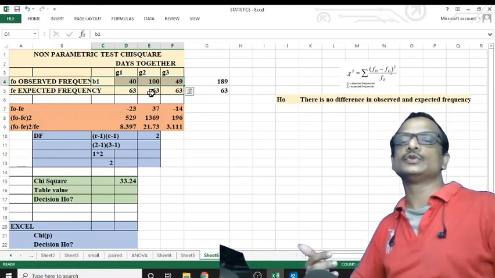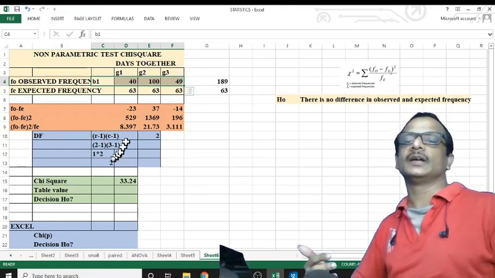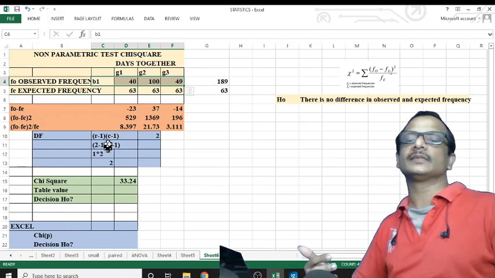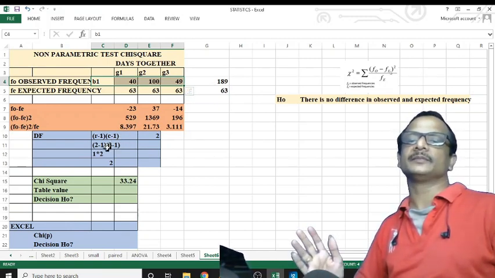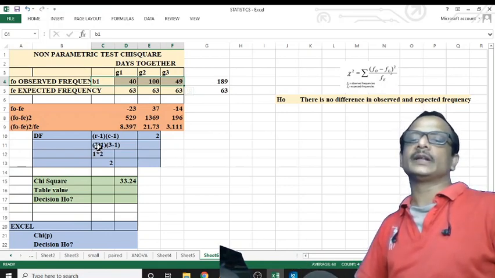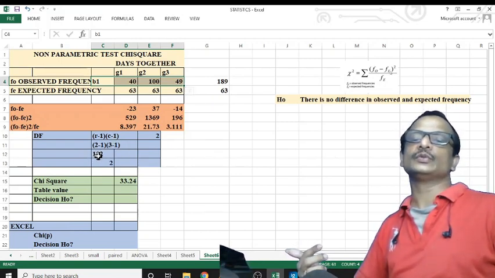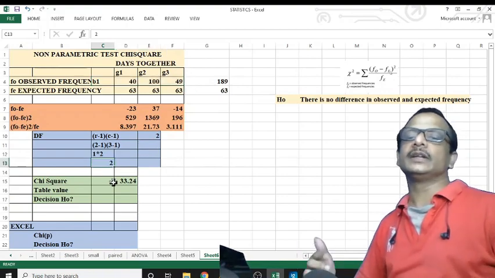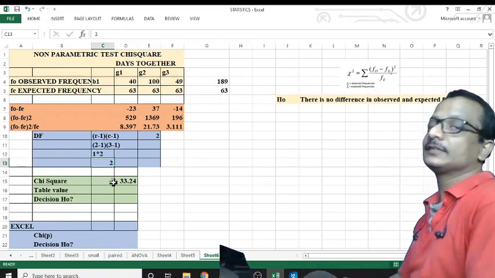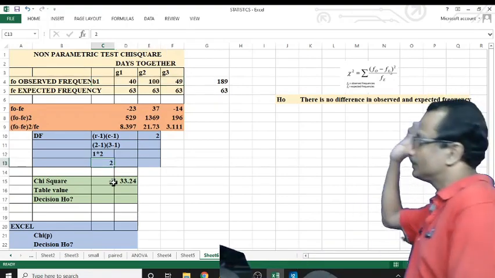Yeah, 1, 2, 3 columns. That means R minus 1 is equal to 2 minus 1. C minus 1 means 3 columns minus 1. Clear? Then 2 minus 1 into 3 minus 1. 2 minus 1 is equal to 1, into 3 minus 1 is equal to 2. 1 into 2 is equal to 2. Now the degrees of freedom is 2. That is the calculation. Degrees of freedom is 2.